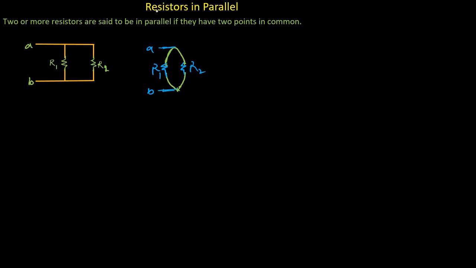In today's video lecture, we will be talking about resistors in parallel. So basically, what is a parallel connection? Two or more resistors are said to be in parallel if they have 2 points in common.